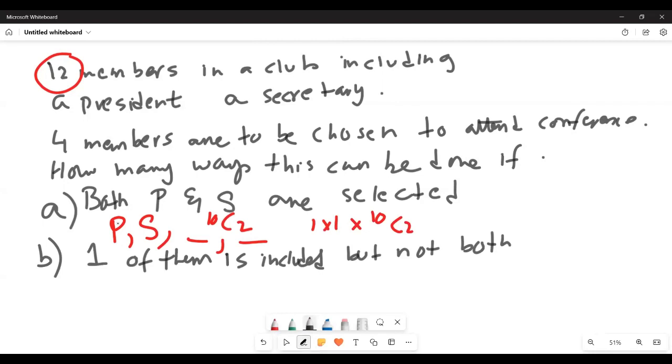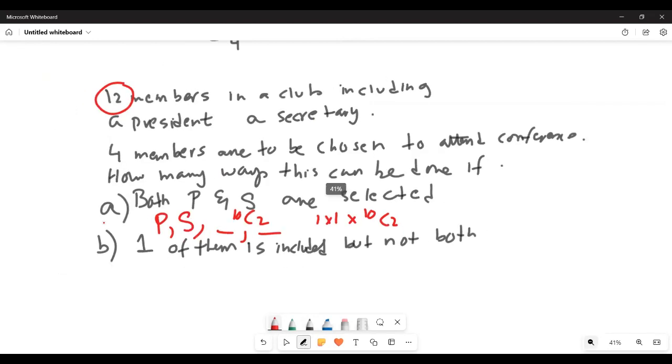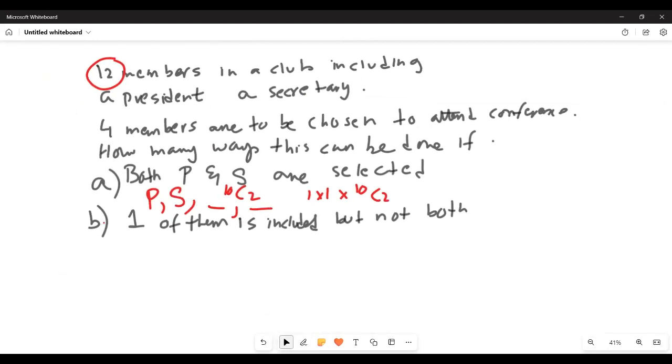Okay. So either the president gets selected or the secretary gets selected. So we can do it in two ways. So let's select the president.